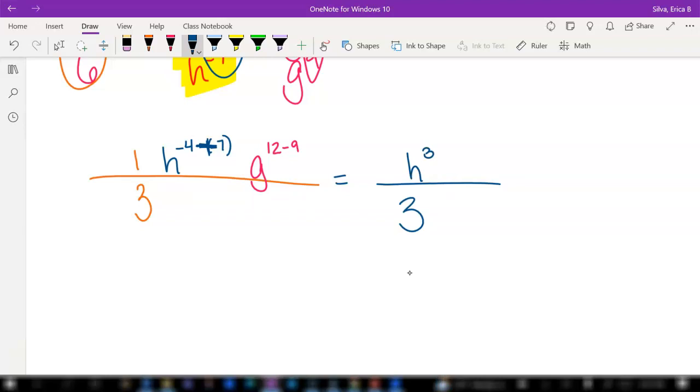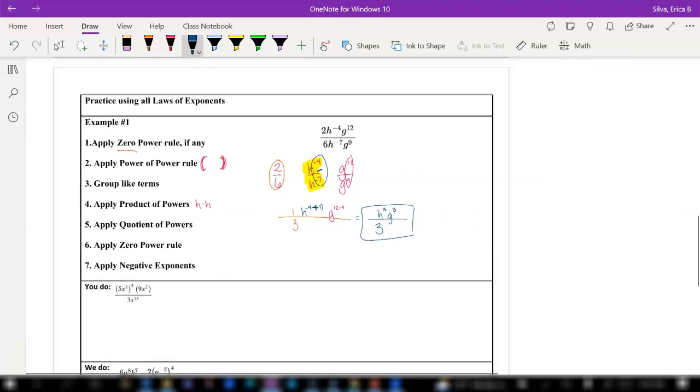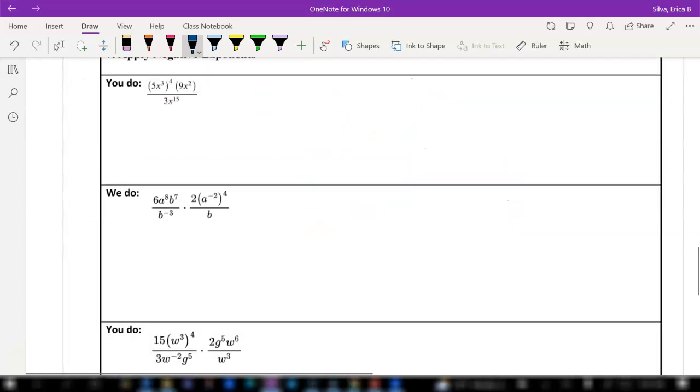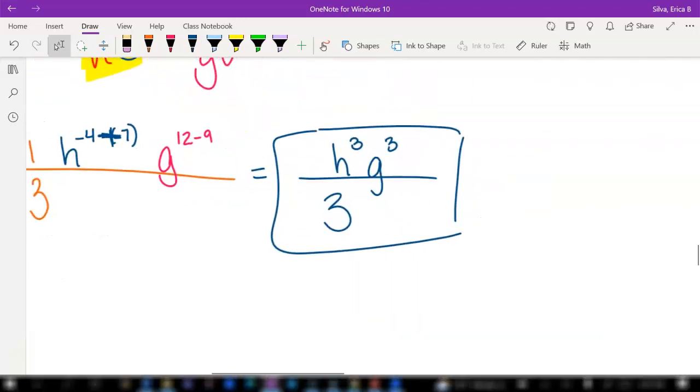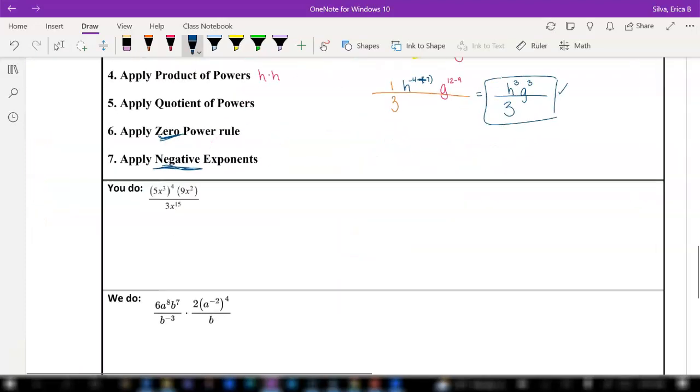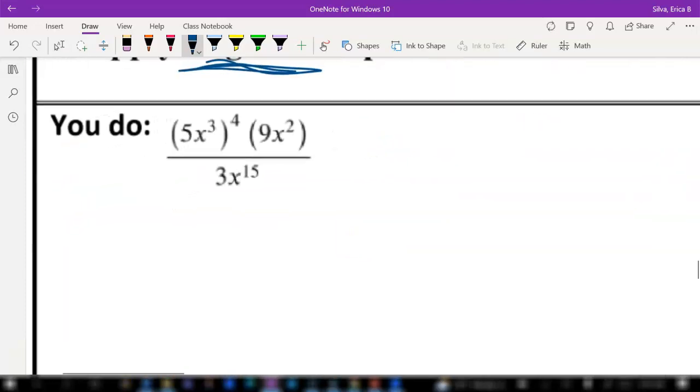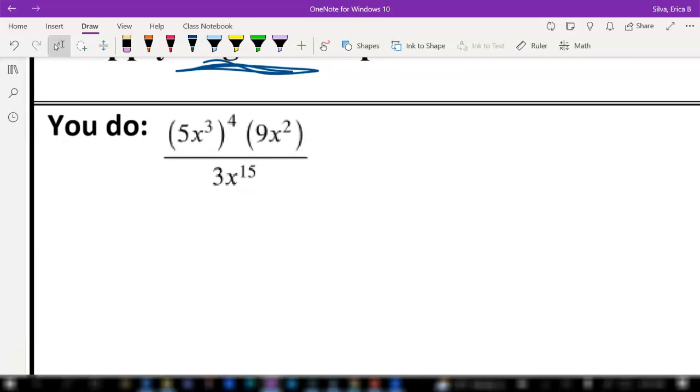And then we have g, 12 minus 9 is 3. So that is our simplified expression. Notice how at the very bottom, we want to go back and check for any zero power rules. And at the very end, you want to look for negative exponents. After we subtracted, we no longer have negative exponents. So that is our simplified expression. Okay, let's go ahead and try this one. Hit pause, try it on your own and see if you got the correct answer.